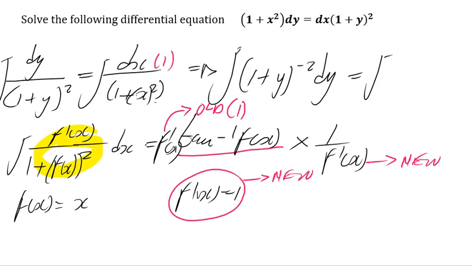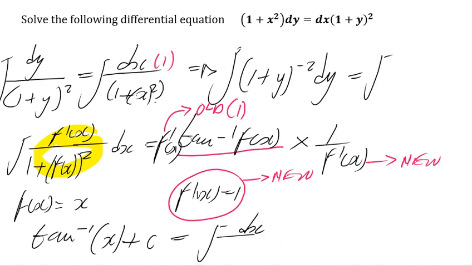You can use the U method if you want. Okay, so here you're gonna have arctan of x plus c. So that's the integration of dx over 1 plus x squared.